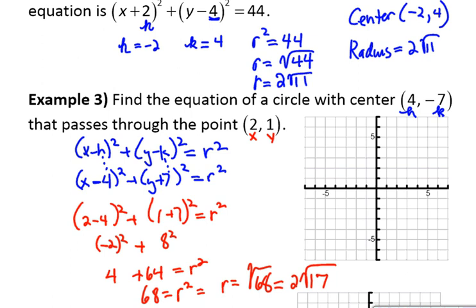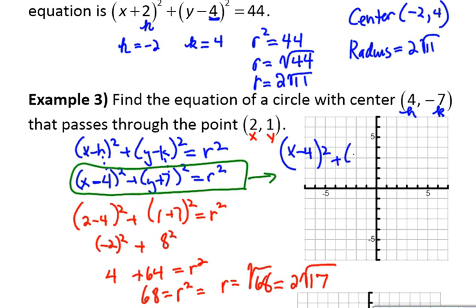It just asks for the equation. So my final equation is going to be here. We have this, but we're going to replace the r squared with 68. So the final equation is (x − 4)² + (y + 7)² = 68. And that's our final answer for that.